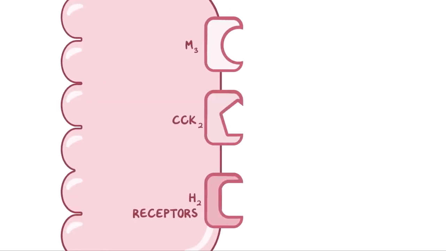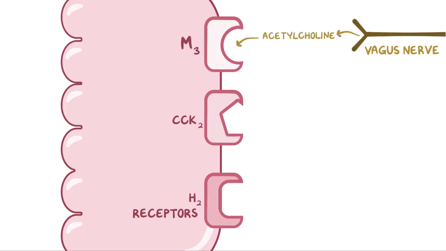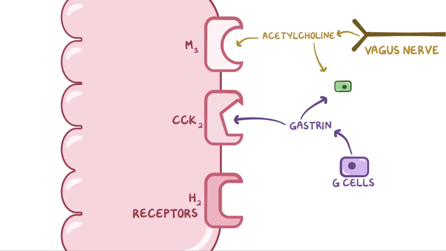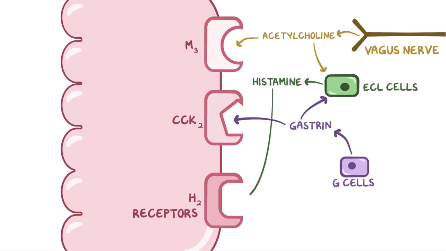First, stomach expansion causes the branches of the vagus nerve that innervate the stomach to release acetylcholine, which activates M3 receptors. Next, the G cells in the antrum of the stomach release gastrin, which activates the CCK2 receptors. Gastrin and acetylcholine activate the enterochromaffin-like cells, which release histamine, and that activates H2 receptors.